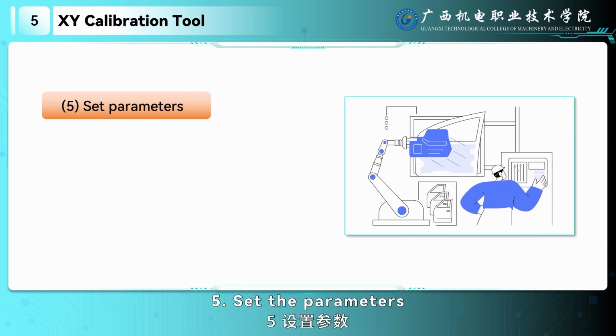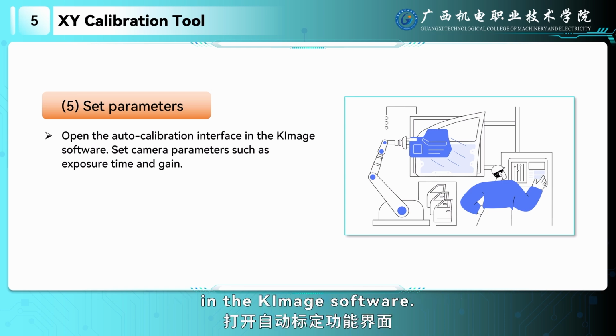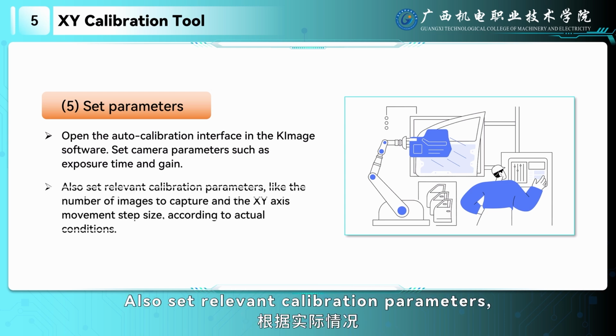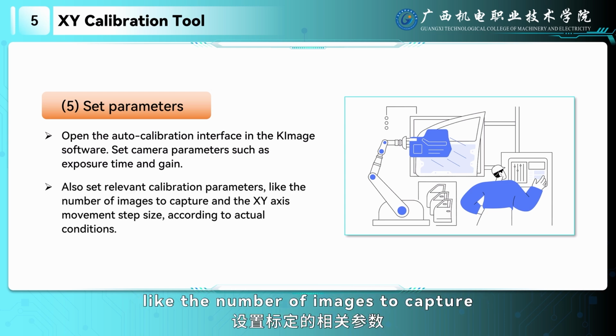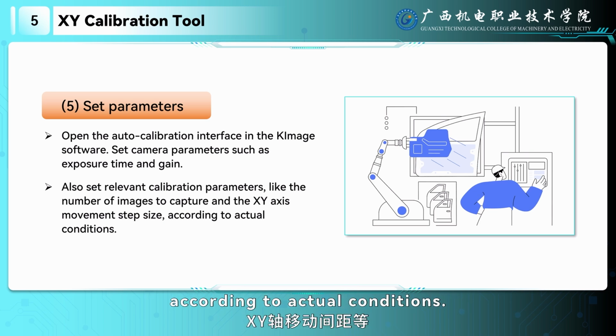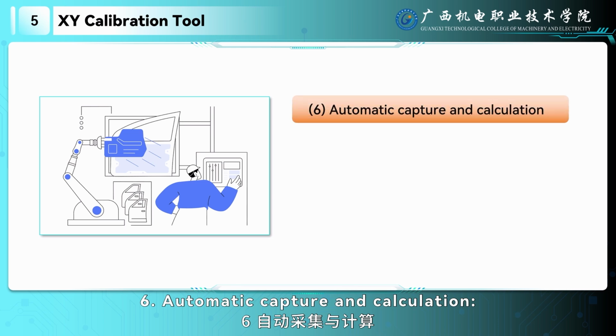5. Set the parameters. Open the auto calibration interface in the Calibration software. Set camera parameters such as exposure time and gain. Also set relevant calibration parameters, like the number of images to capture and the XY axis movement step size, according to actual conditions. 6. Automatic capture and calculation.